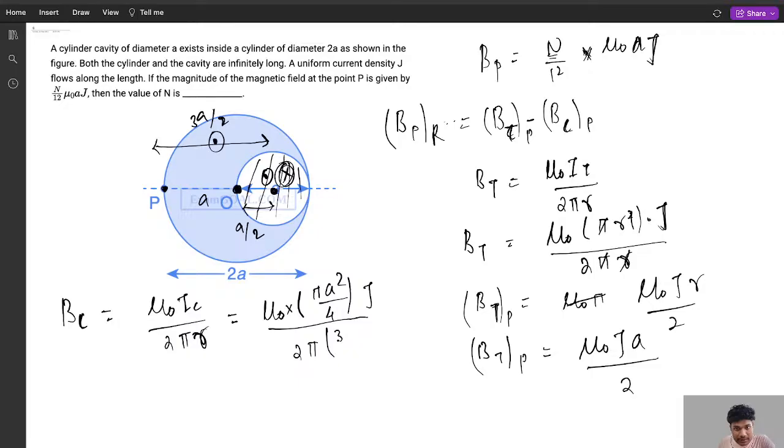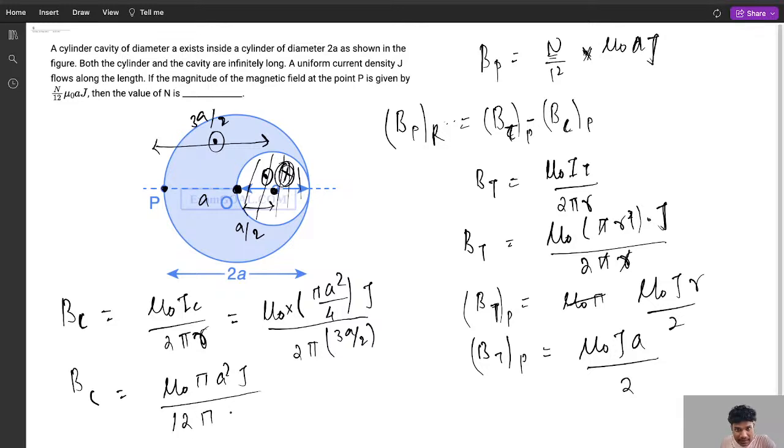That is 3A by 2. From here we get B cavity is equal to mu naught pi A square J upon 12 pi A, I think. Two will cancel out this, and this will become, okay, I think it's correct, and we get mu naught A J upon 12, right?